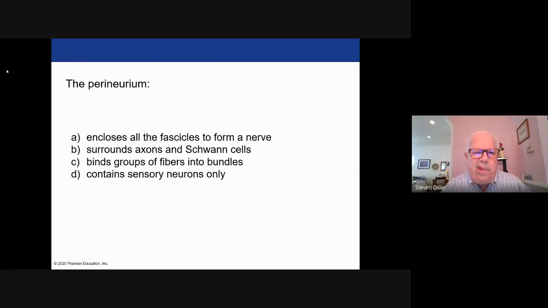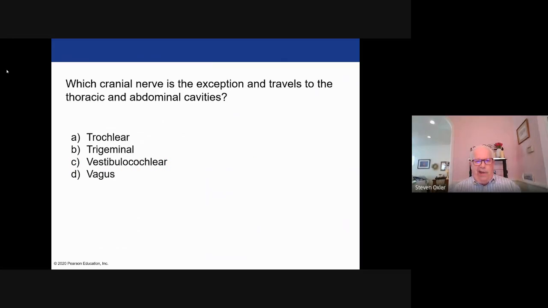The perineurium. You have to know the parts of the nerve, the perineurium, the endoneurium. We didn't go over it. Don't worry about it. It is the groups of fibers and bundles. I didn't ask any questions on that. But I did ask questions on cranial nerves.